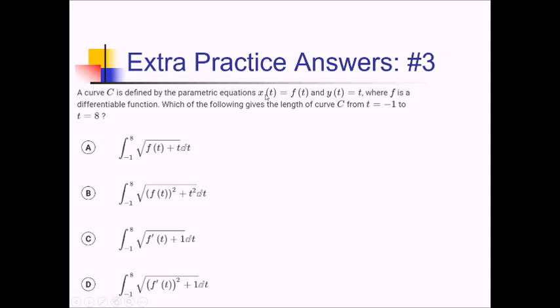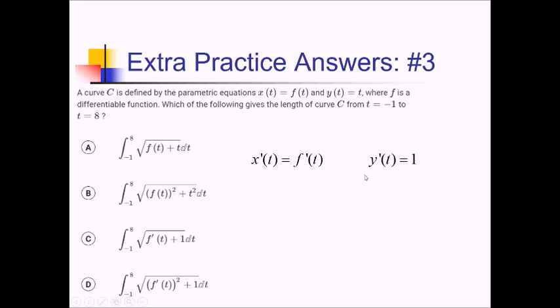X prime of t is just going to be f prime of t. We don't really know what that is, but we know that f is differentiable, so we can write f prime of t without feeling foolish. And then we also need the derivative of y, so that's going to be y prime equals 1.